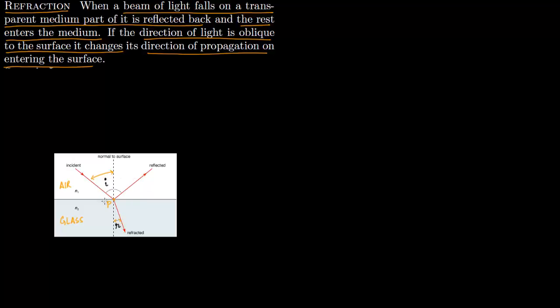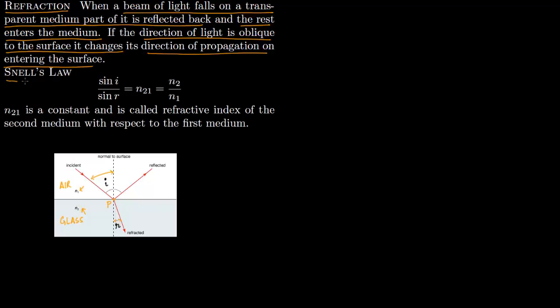So Snell's law links this I and R with the refractive index of the material. This is the refractive index of say air, this is the refractive index of say glass. So Snell's law will link I, R and these two constants. N1 is a constant which is the refractive index of air and N2 is a constant which is the refractive index of glass. So let us now see Snell's law.